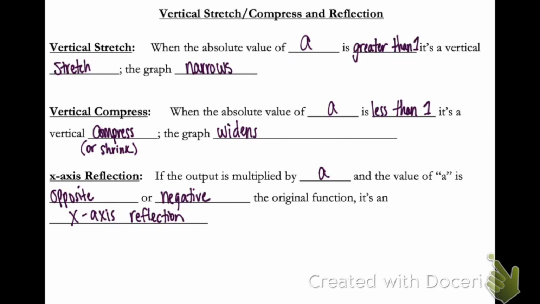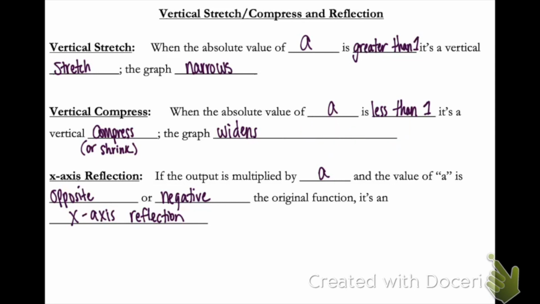Vertical compress. When the absolute value of A is less than 1, it's a vertical compress, or you can call it a shrink. This is when your graph widens. So again, here's an example. We have a graph, and then this next one that I drew is wider. You can think of this as taking the top and the bottom and squishing it, so compressing it, which makes your graph wider.